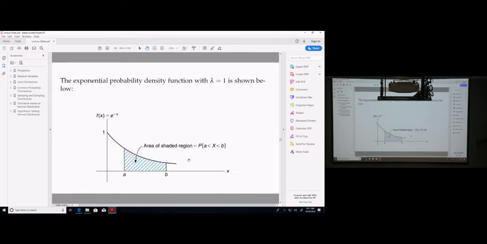Okay, let me show you the graph. This is the density function, e to the power minus x. If you change it to the usual one, lambda times e to the power minus lambda x, it would be the same shape, except that the starting point is a little bit different.